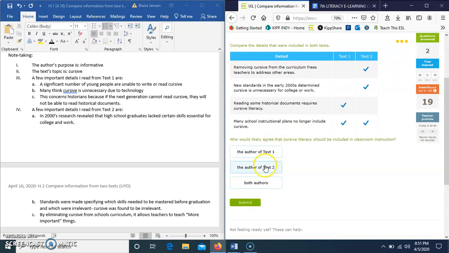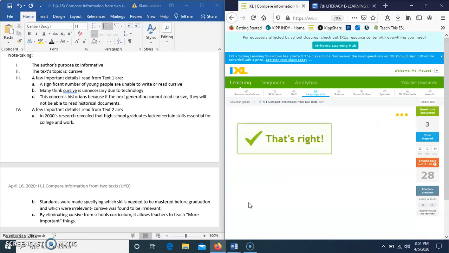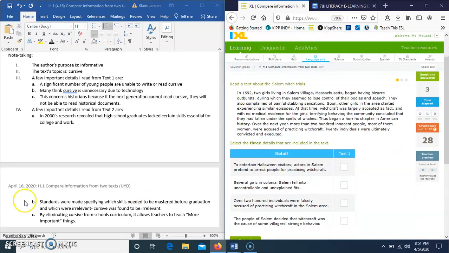Now I'm looking down here where it says, who would likely agree that cursive literacy should be included in classroom instruction? Well, down here, I'm noting that a few important details from text 2, all of these include why we should not have cursive. But all of the details in text 1 is talking about why we should have cursive. So I definitely see that author of text 1 would be the one most likely to say that cursive literacy should be included. And that's right. Good luck today.